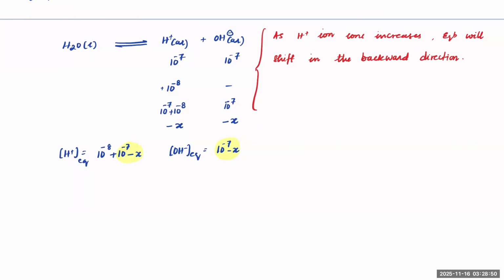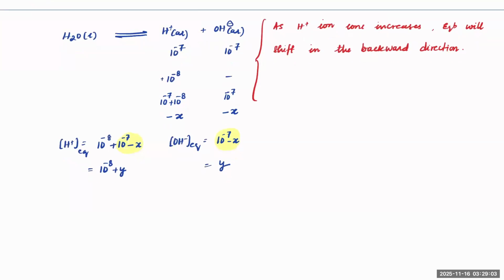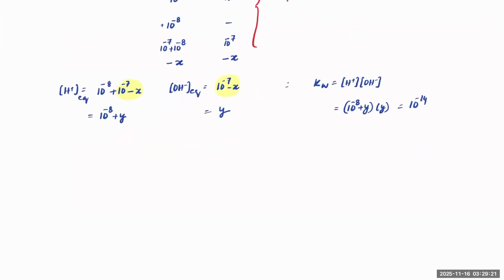Let me use that value as 10 raised to power of minus 8 plus some Y. So here also 10 raised to power of minus 7, and this will be Y, correct? So what do we know for sure? We know for sure that the Kw value will always remain constant, which is H plus ion into OH minus ion concentration. So that is equal to (10 raised to power of minus 8 plus Y) into Y. That should be equal to 10 raised to power of minus 14.